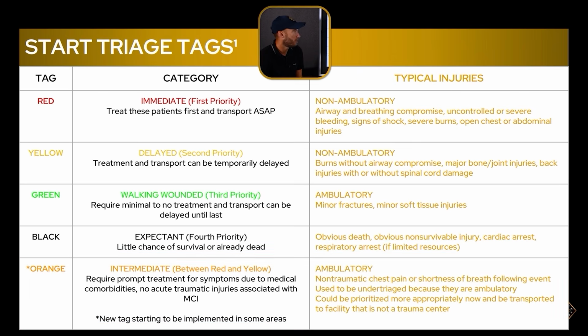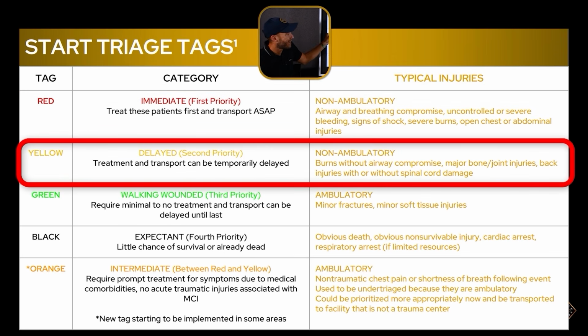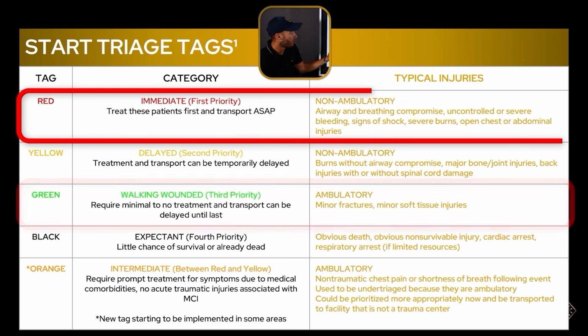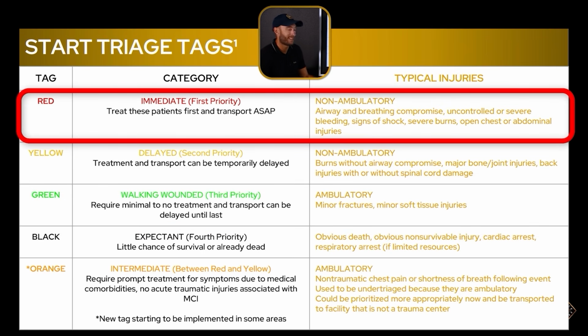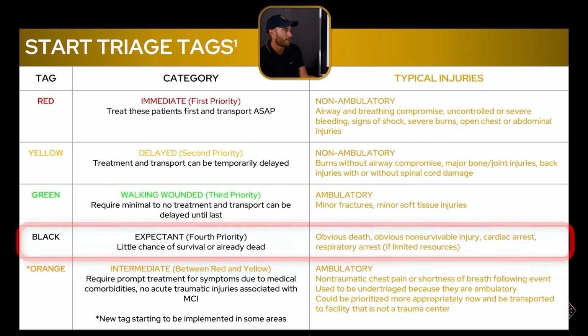It's an intermediate tag. So I'm going to run you through all this, but it is important to know that red tag is immediate, first priority. Yellow is delayed, second priority. Green is third priority, walking wounded. Black is fourth priority. And in some areas, they have a new orange tag, where the orange tag is intermediate between red and yellow, actually. Okay? So this is pretty important to know. The black tagged patients are not going to be transported, likely, because you're at an MCI.